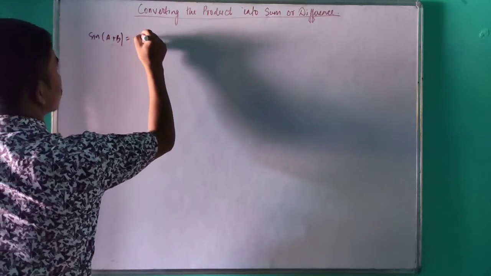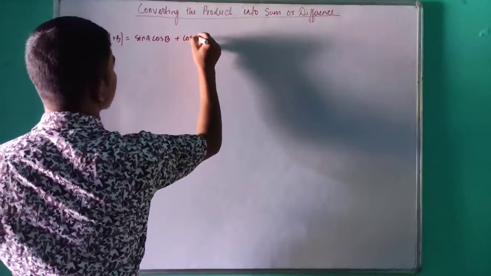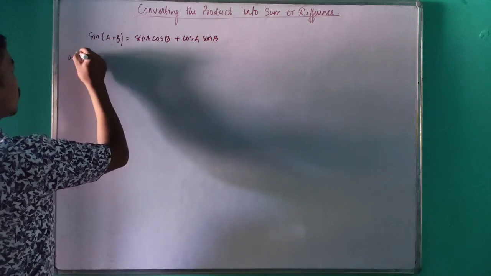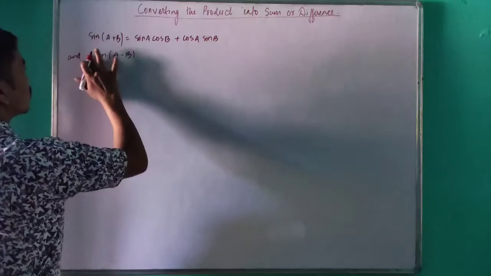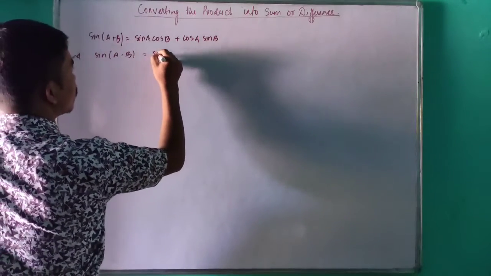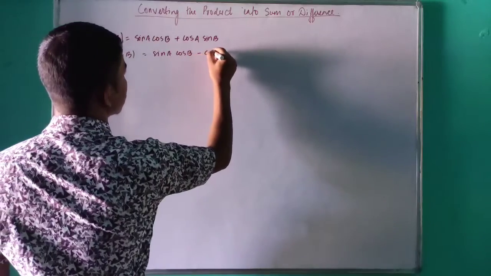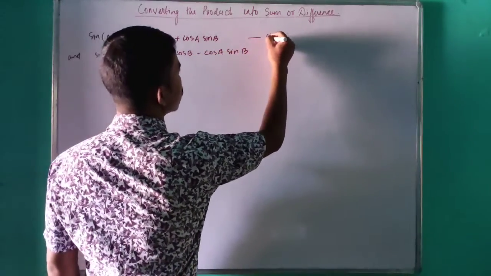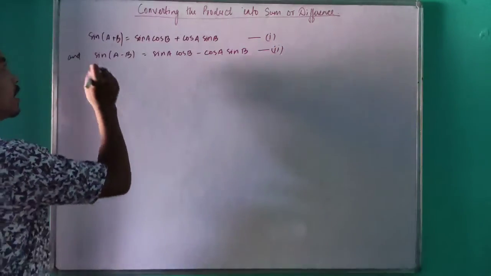sine a cos b plus cos a sin b, and we have also learned that sine of a minus b is equal to sine a cos b minus cos a sin b. Now suppose I assume this to be equation 1 and this to be 2. So what will I do? Adding 1 and 2 now.